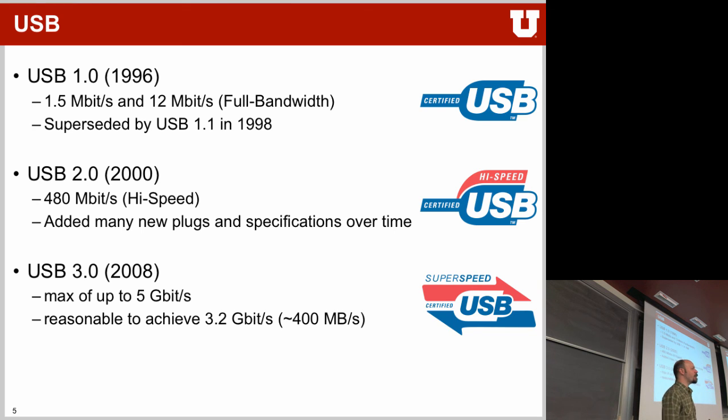It actually has defined speeds of up to 5 gigabits per second. Realistically, we can achieve about 3.2 gigabits per second. So we aren't really at the 5 gigabits yet. What could be the issue? And why has it taken almost 4 years for the adoption of USB 3.0?